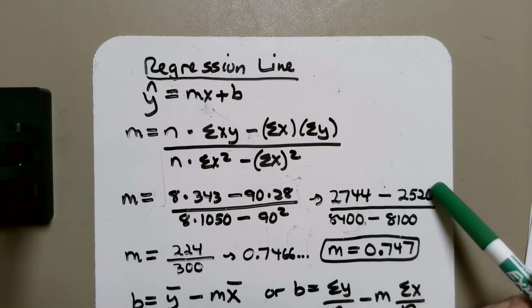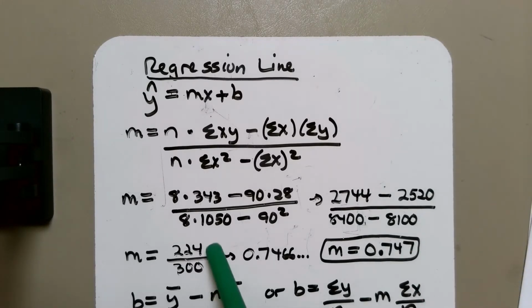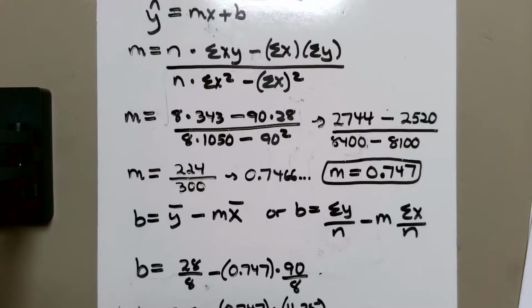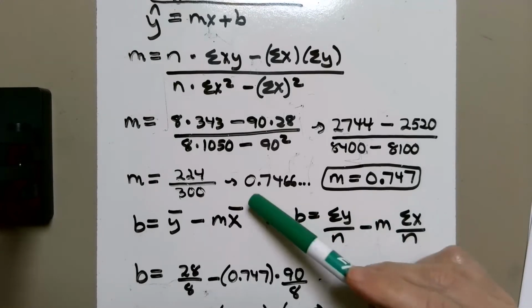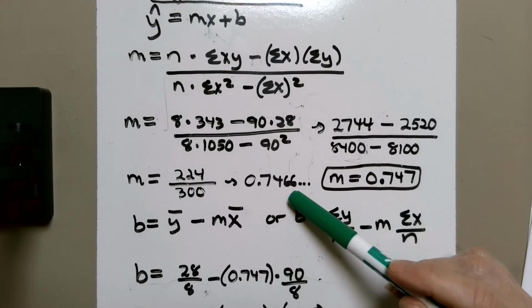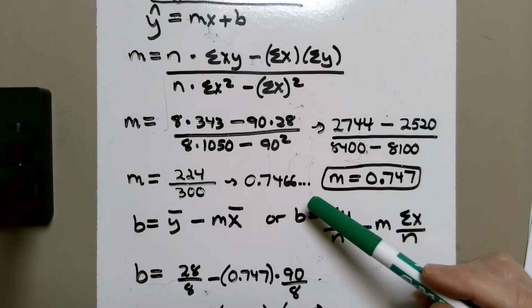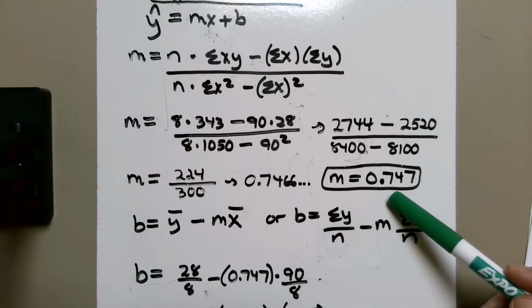So then doing those subtractions, we're going to get 224 divided by 300, which if you divide that out, you get 0.7466 approximately. So again, rounding to about 3 decimal places, our slope is 0.747.